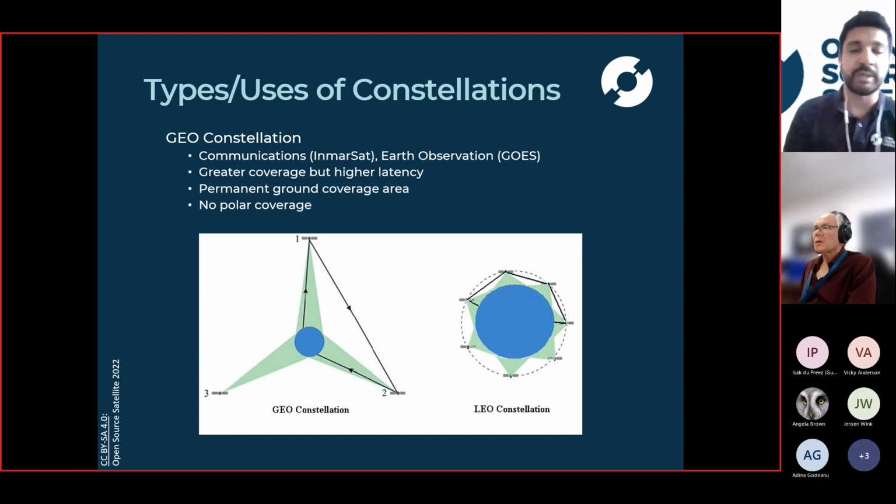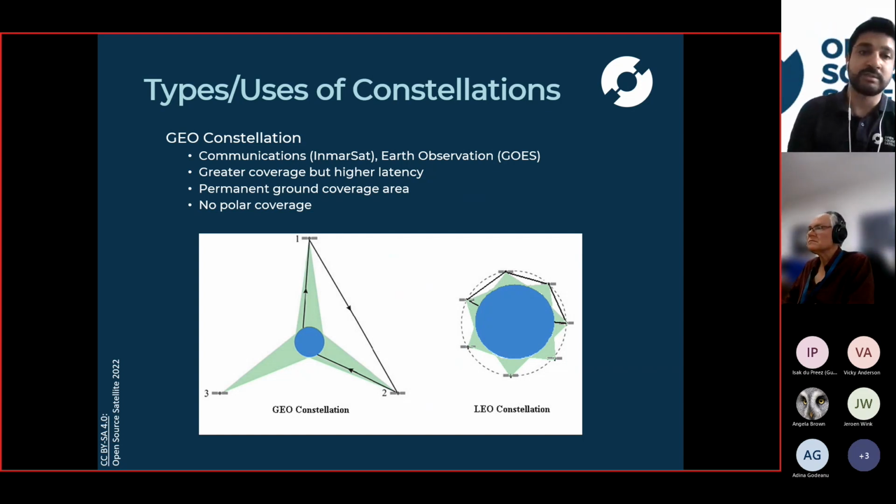A big benefit of using a geo constellation is that you get permanent ground coverage, as you are basically staying stationary above a point on Earth. A drawback of this type of constellation, though, is that you typically do not get polar coverage unless you are in a more unconventional orbit.